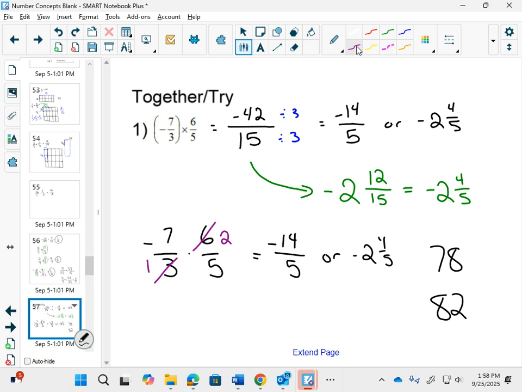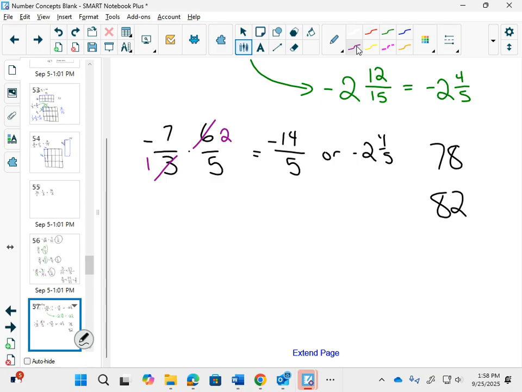How do you know a number you can divide by 3? The trick is the following. If you add up the digits, 7 plus 8 is 15. 8 plus 2 is 10. If the number they add up to divides by 3, the original number divides by 3. A really crazy mathematical coincidence.